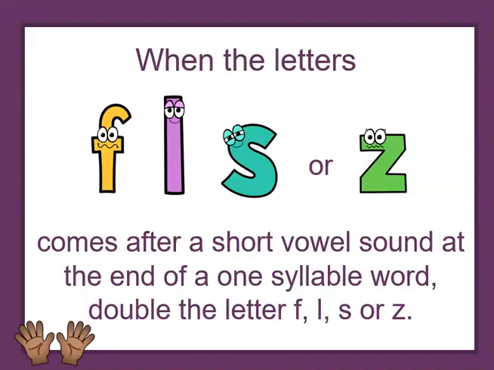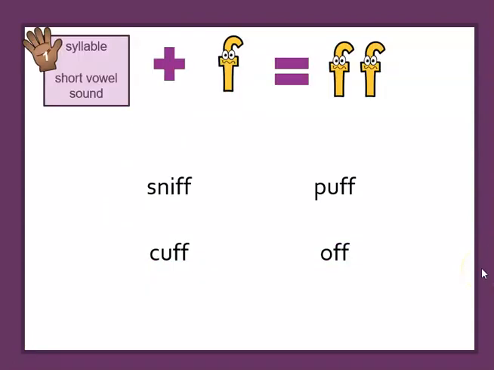All right, so let's look at our spelling generalization for today. When the letters F, L, S, or Z come after a short vowel sound at the end of a one-syllable word, you're going to double the letter F, L, S, or Z. And remember, to figure out if the word is one syllable, you can clap it out with your hands. All right, let's look at some examples.